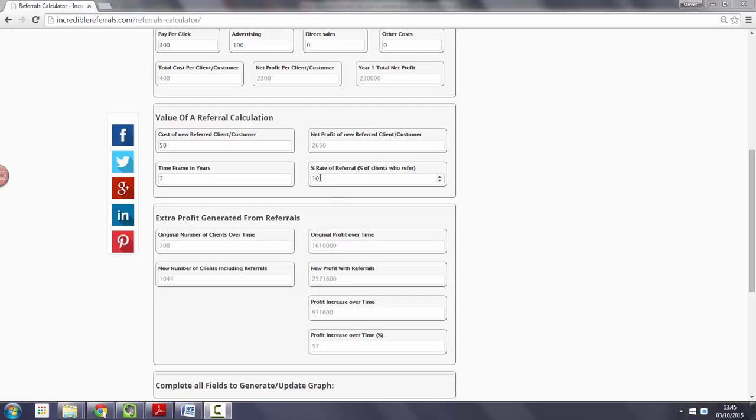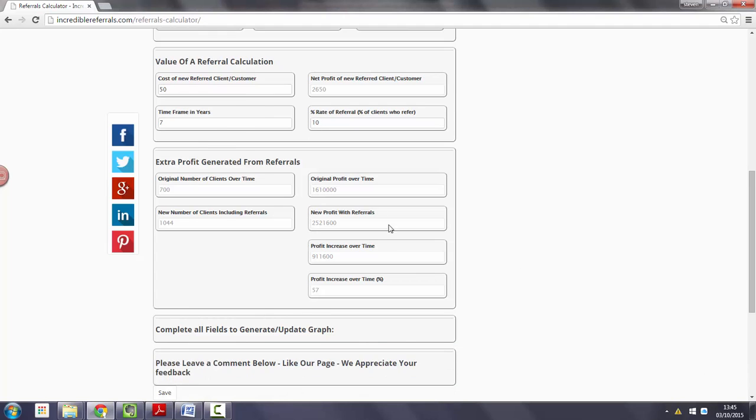Now, with a 10% referral rate, which is what we nominated up there, in this box here, you can expect 1,044 total clients, including the original clients. So your new profit with referrals, and bearing in mind the new referred profit margin is that much higher, the profit increase over time is £911,600.